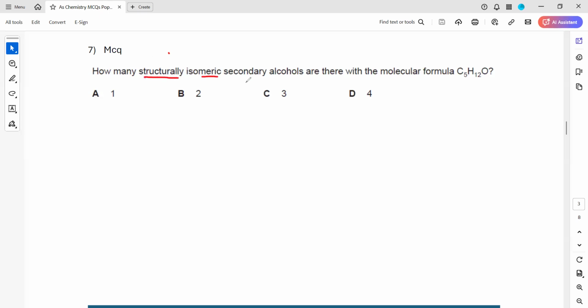How many structurally isomeric secondary alcohols? Secondary alcohol means a carbon is bonded with OH and only two carbon chains are around it. That is a secondary alcohol. With a molecular formula of C5H12O, so this is fixed. I can only change the number of carbons around it, because I want to make a secondary alcohol. Because it is C5, if this is having one carbon and this is having four, this is one possibility. I'm not drawing the hydrogens. This is one possibility because we want a secondary alcohol, meaning the carbon bonded with OH should have two carbon chains around it.